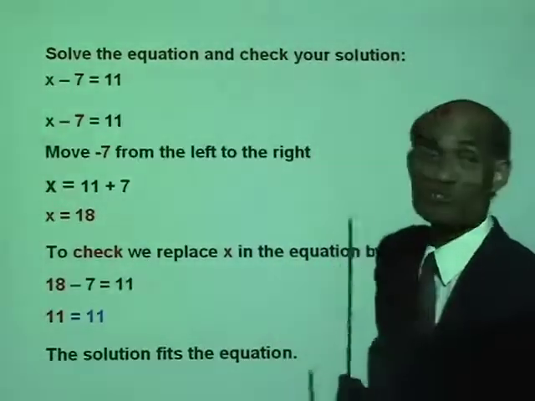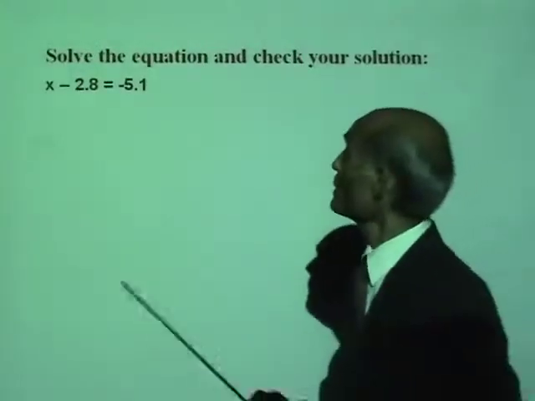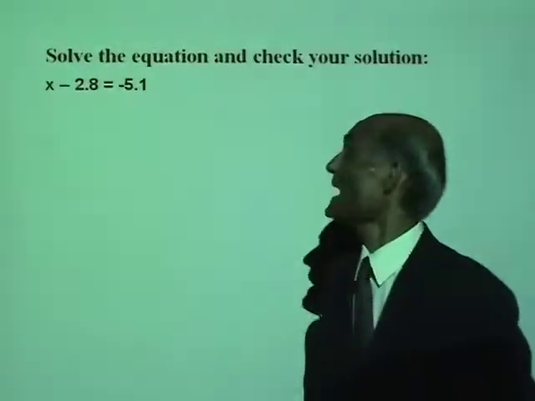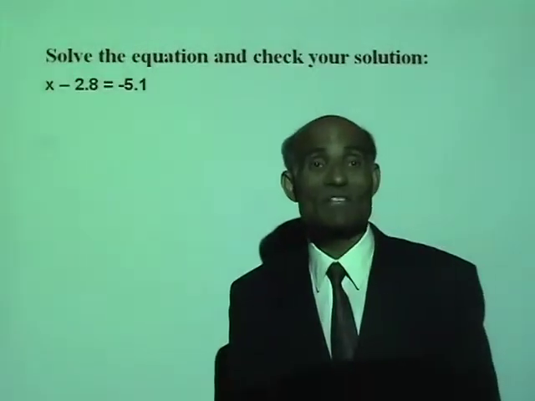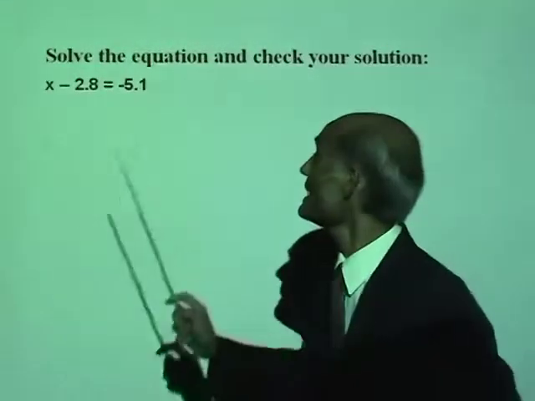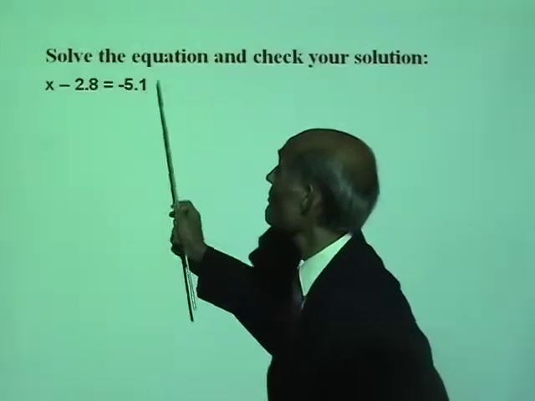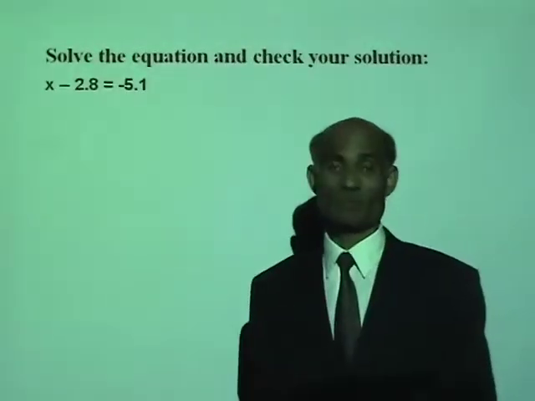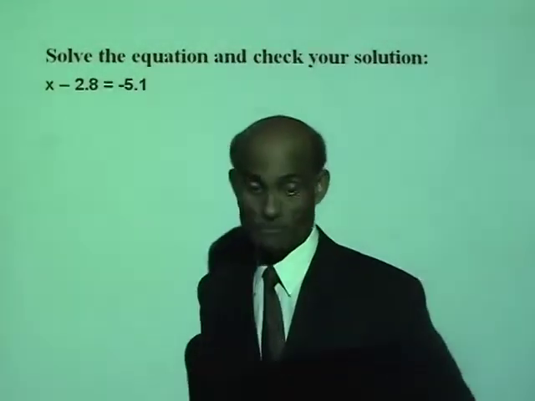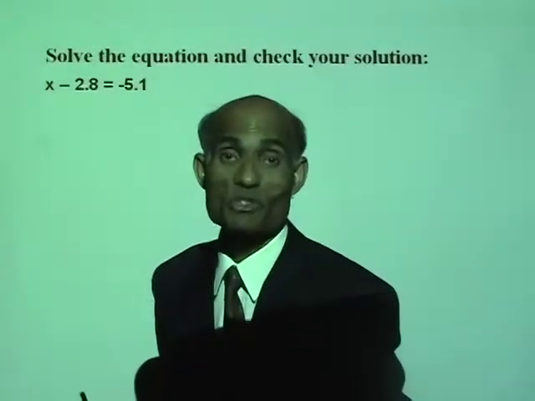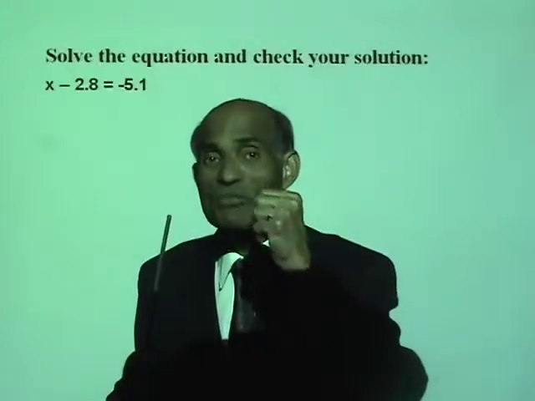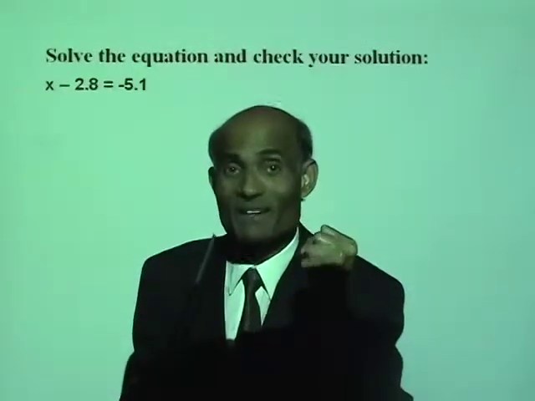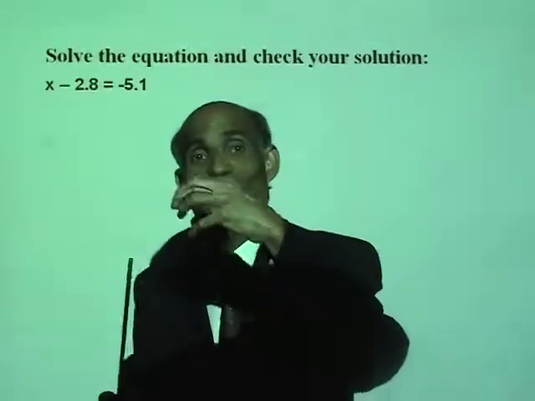Okay, let's try another one. Solve the equation and check your solution. x minus 2.8 equal to negative 5.1. Again, in order to solve, what we need to do is keep the terms in the variable on the left side and move the numbers to the right side.